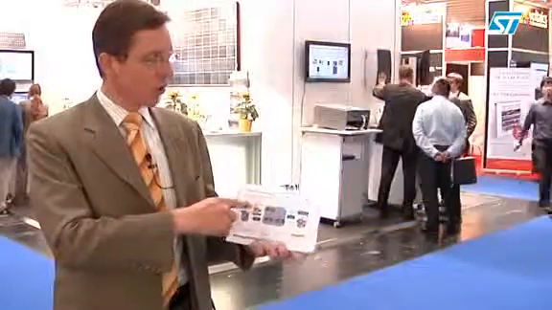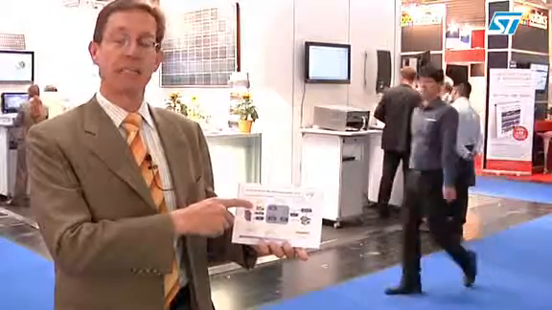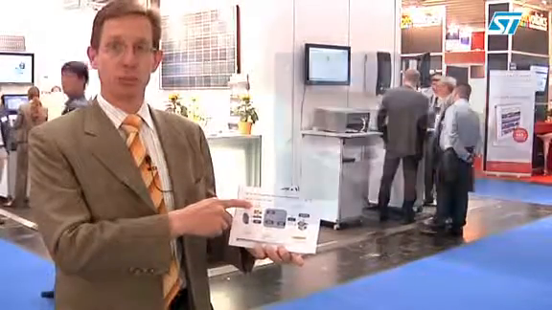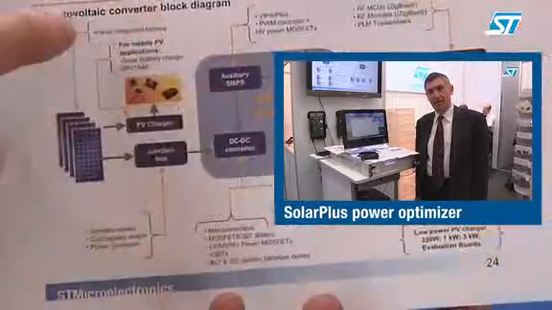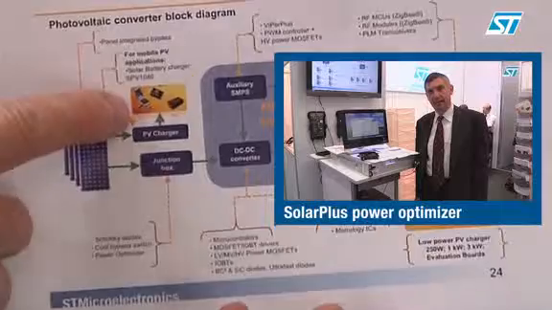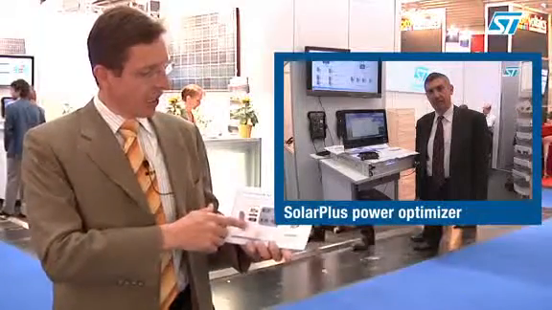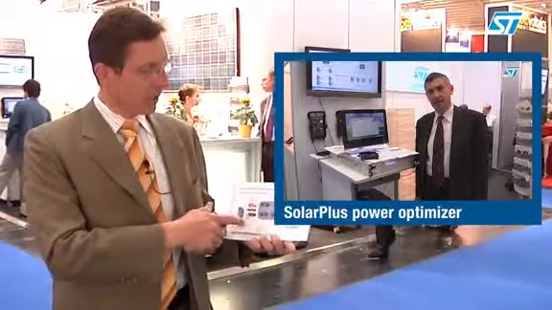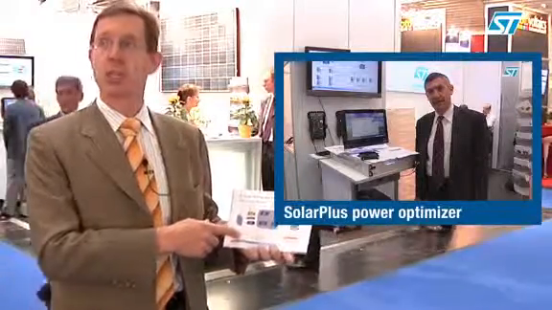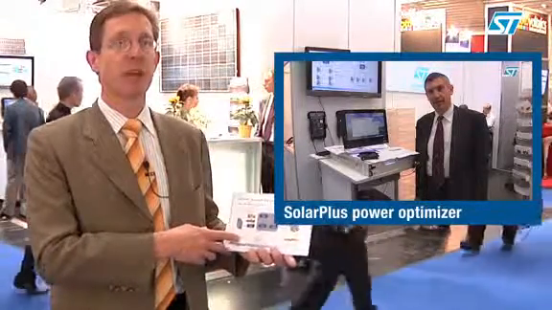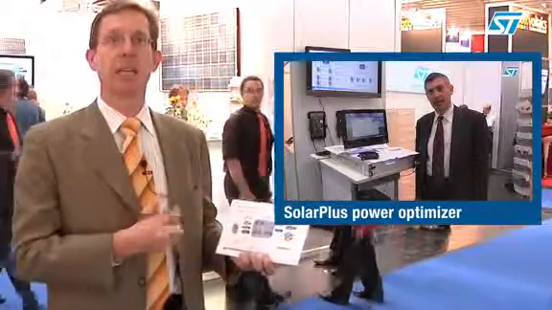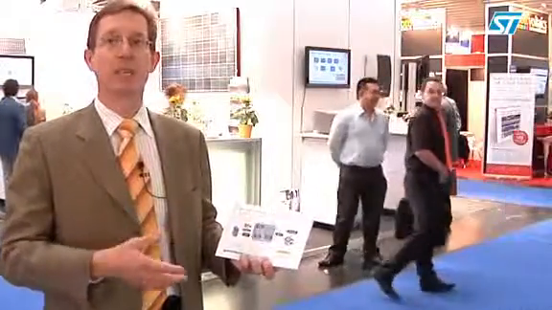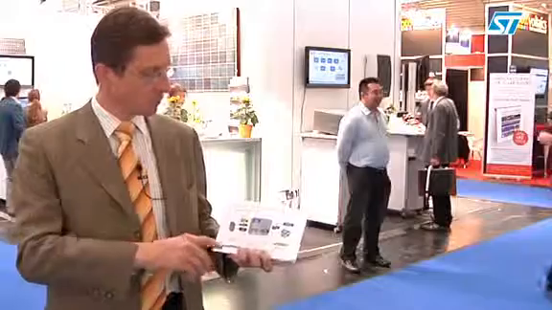Then we are also showing a demonstration and a new product for solar charging. This is the SPV1040. Then we also have a low voltage power optimizer for big panels that are partially shaded. The energy will be maximized with the rest of the panel.